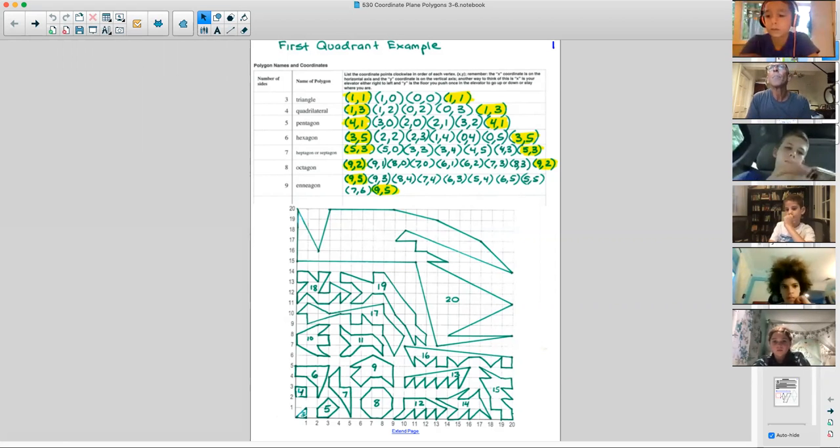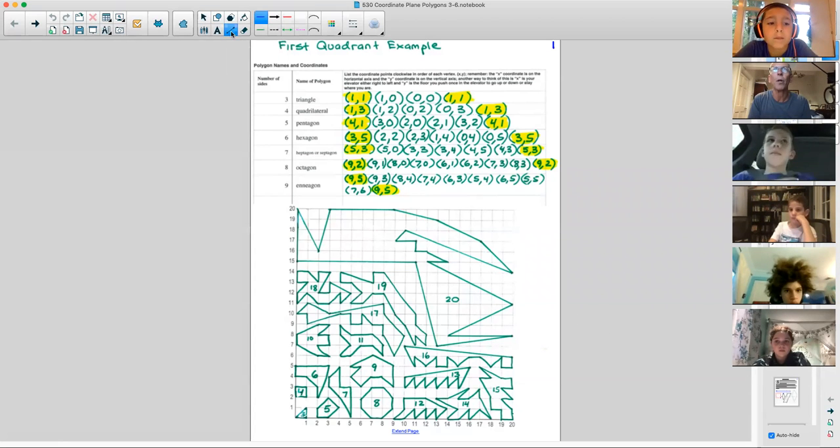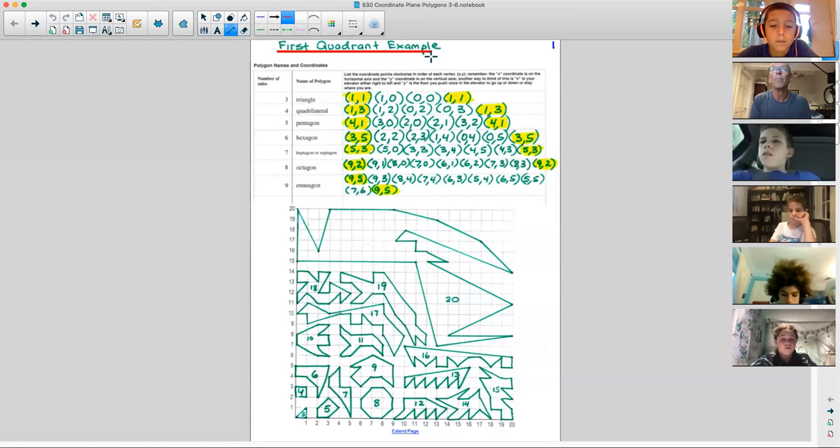So guys, when I say first quadrant example on this page, can you tell me what it means to say first quadrant? Rafa, please.